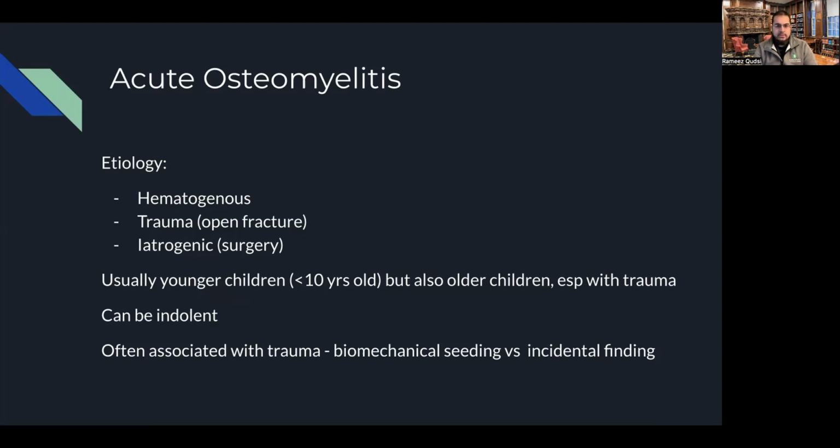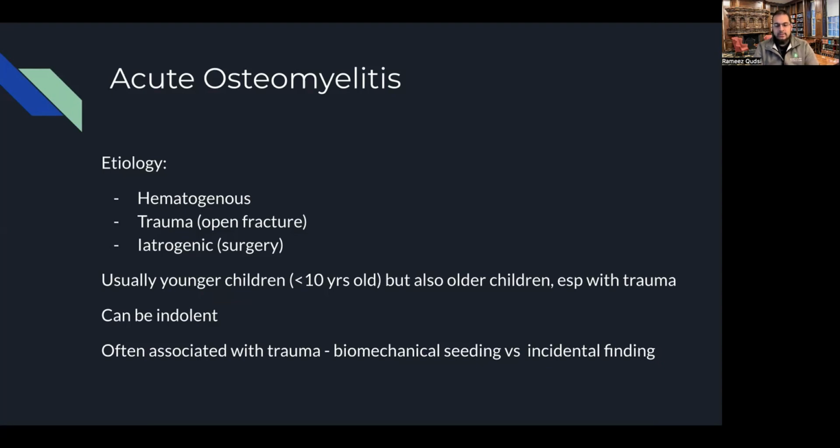And again, it's often associated with trauma, both in the setting of open fracture, or there are some thoughts and theories about the actual mechanical injury of even a closed trauma, whether it's through sort of seeding from elsewhere in the body or an incidental finding.